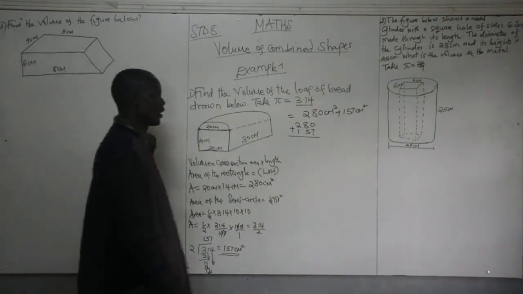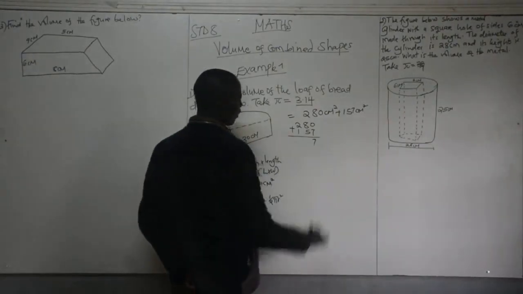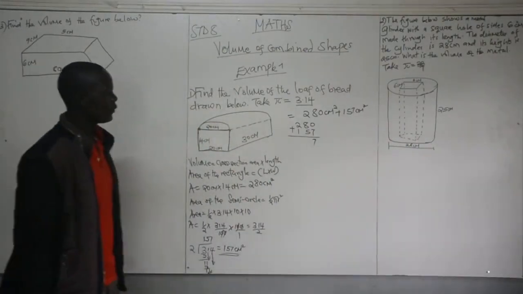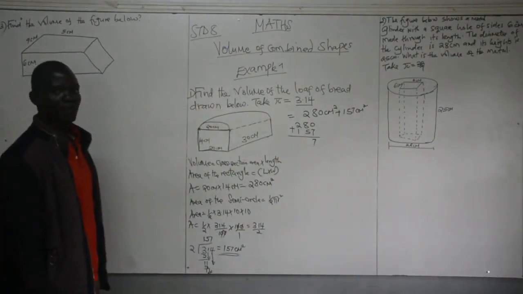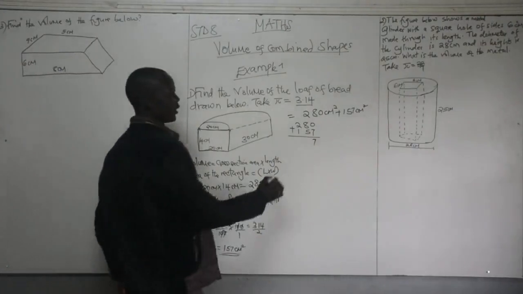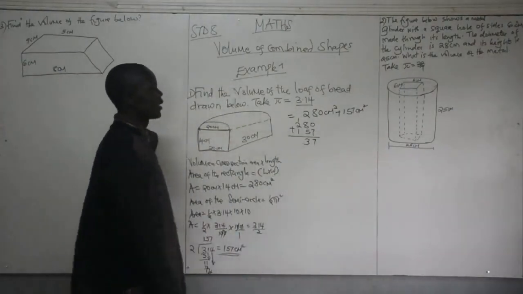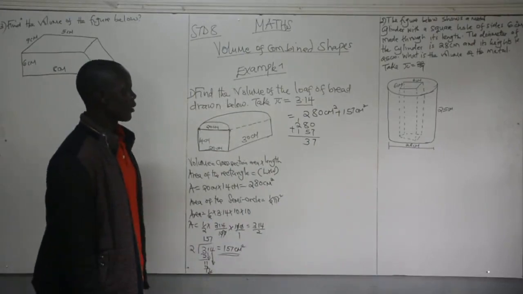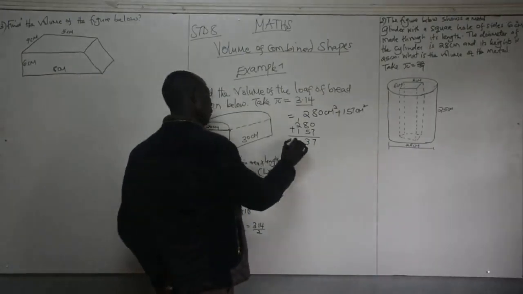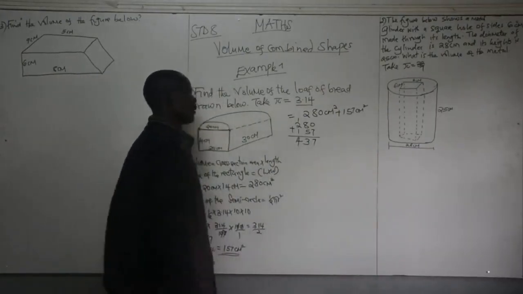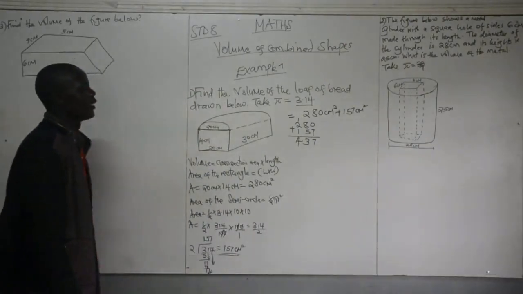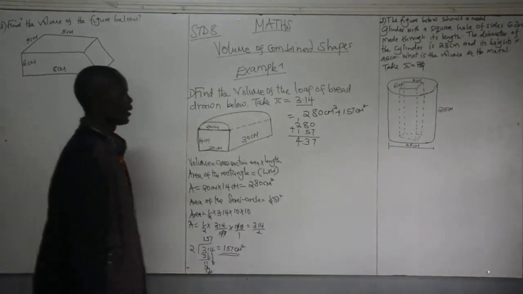0 plus 7 gives us 7. You write 7. Then this is 8 plus 5. 8 plus 5 gives us 13. 13, you write 3, we carry 1. Then 1 plus 2 is 3. 3 plus 1 gives us 4. So this gives us 437 square centimeters.